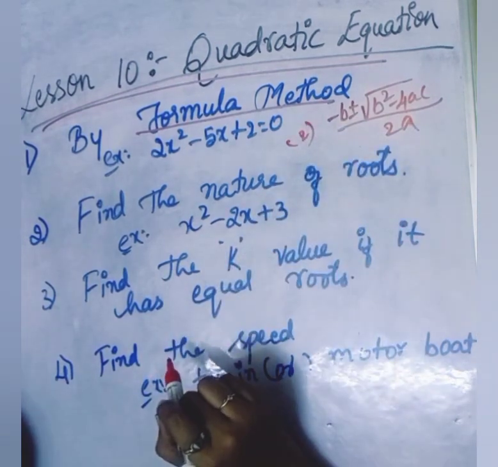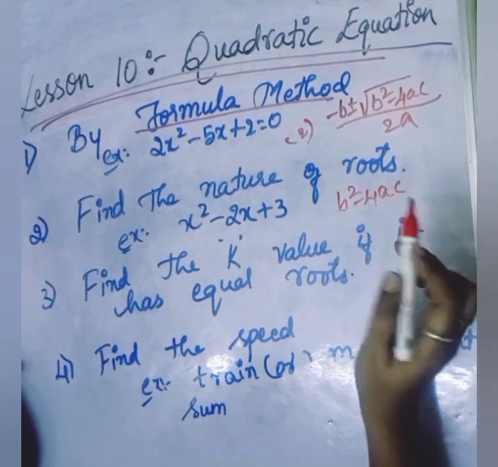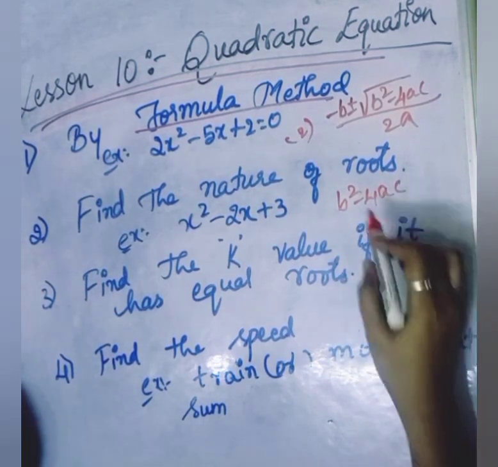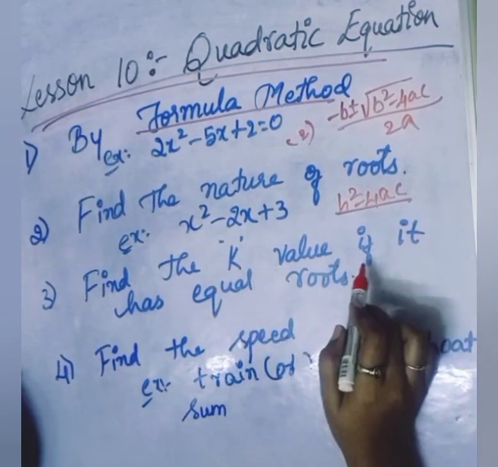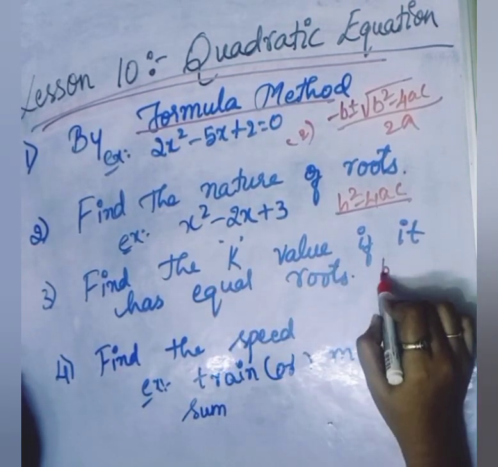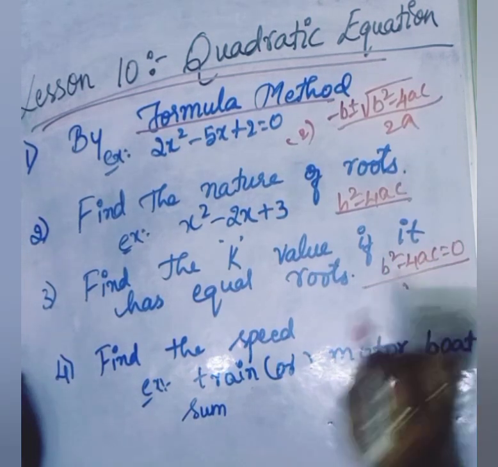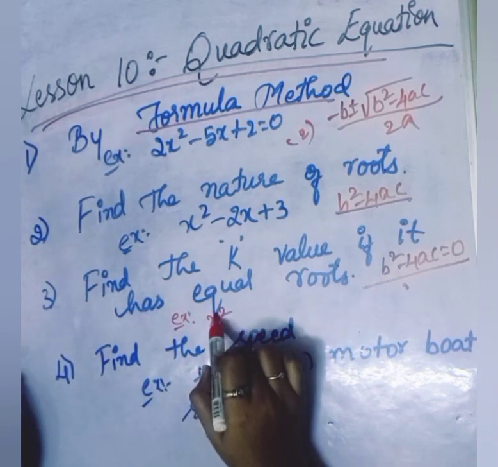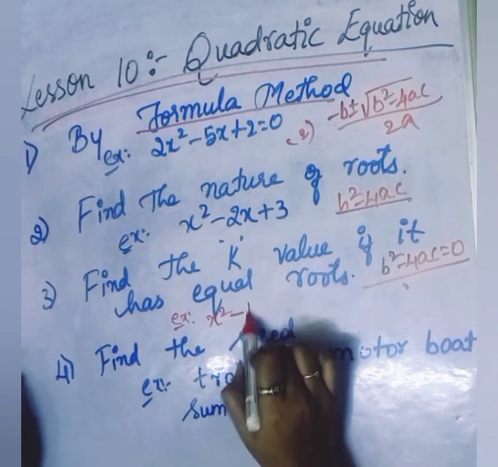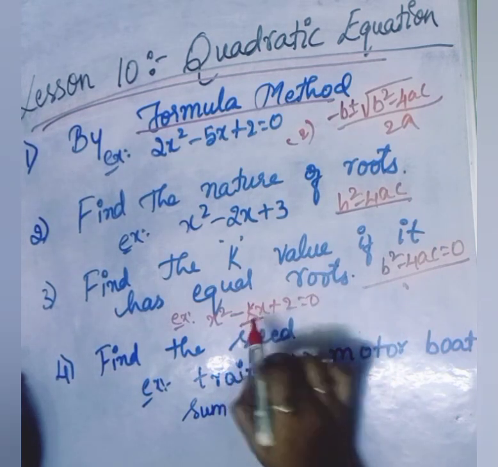And the next one, find the nature of the roots. It's based on b square minus 4ac. You need to find out the value of this, and tell which type of roots it has. And next, you need to find the k value if it has equal roots. That means the condition b square minus 4ac is equal to 0 applies. You need to find out the missing value. For example, you can take x square minus kx plus 2 is equal to 0. So you need to find out this k value.